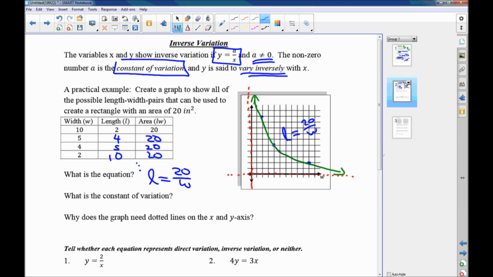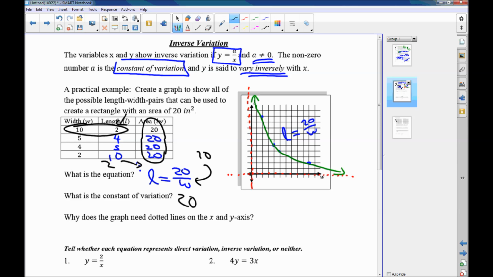We can double check ourselves by just picking a variable that we did up here. So we can say, okay, well, if the width was 10, that means 10 would go here. 20 divided by 10 would make 2, which is what it's supposed to. So if I put a 10 in the width, I'm going to get a 2 for the length. Okay. What is the constant of variation? Well, the constant of variation is 20, and notice it's what each time it always multiplies to.